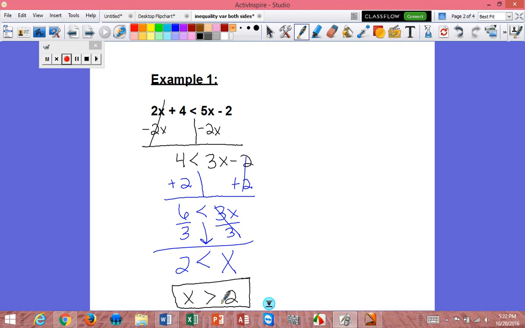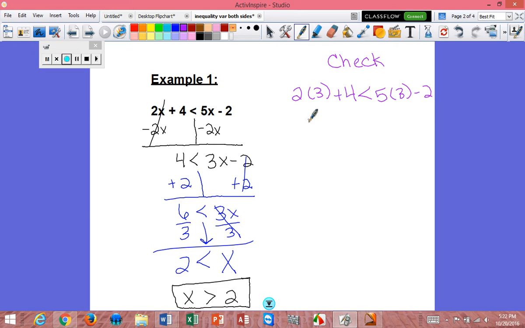If x is greater than 2, then I can pick any value that is greater than 2. I can plug it into the original inequality, and it should be true. So I'm just going to use 3. If x was 3, that means we would have 2 times 3 plus 4, and when I solve that, it should be less than 5 times 3 minus 2.